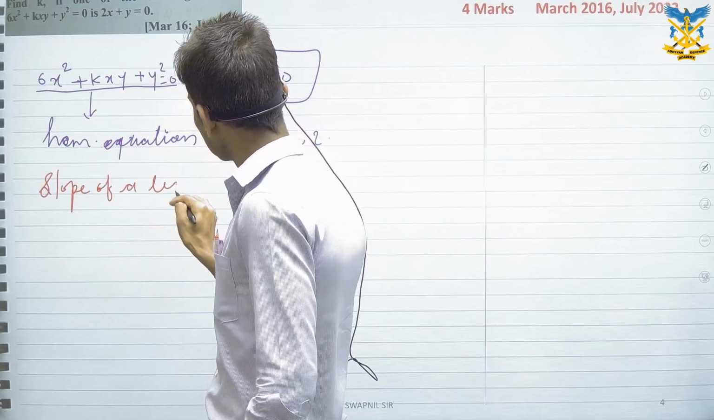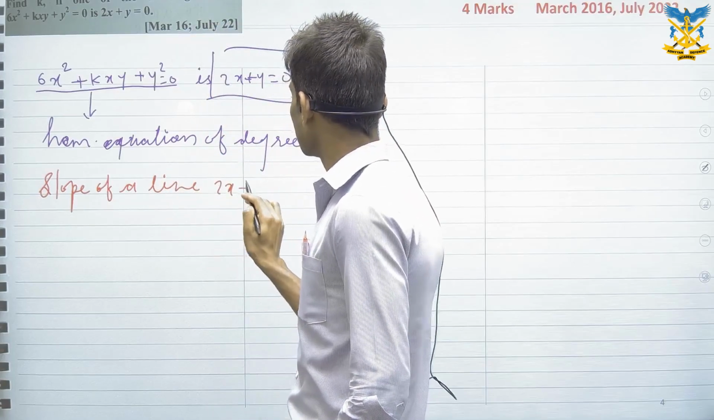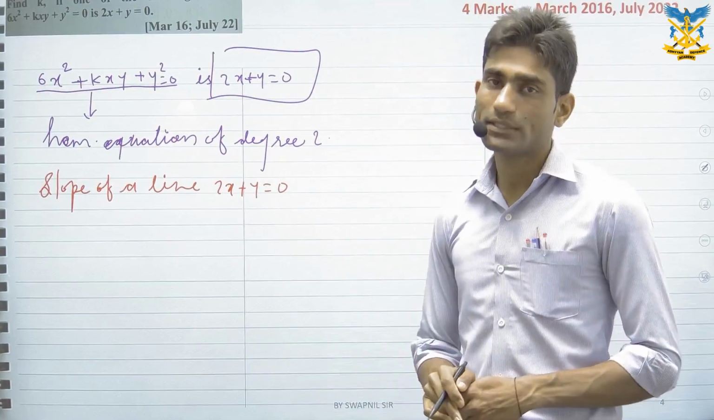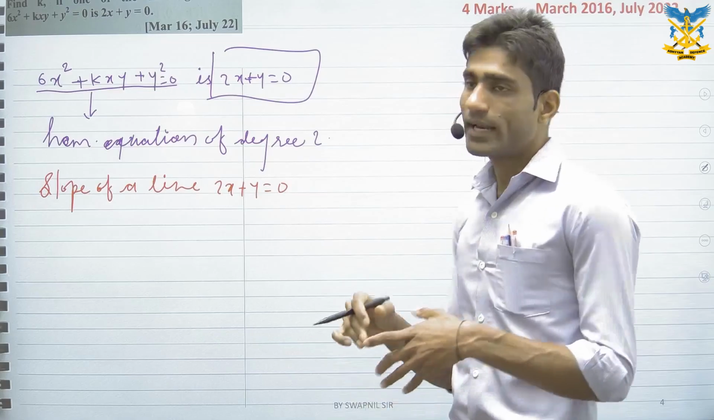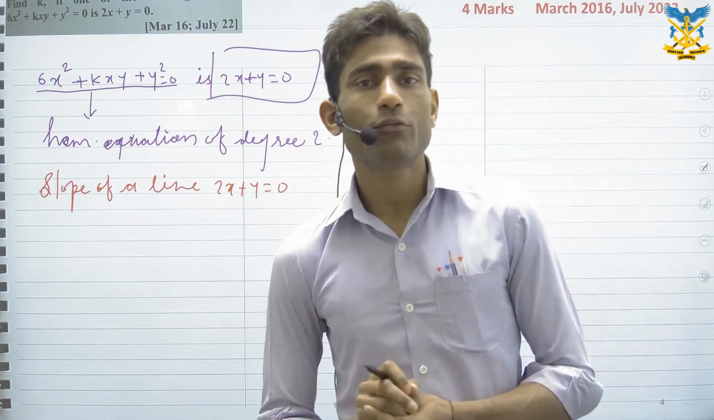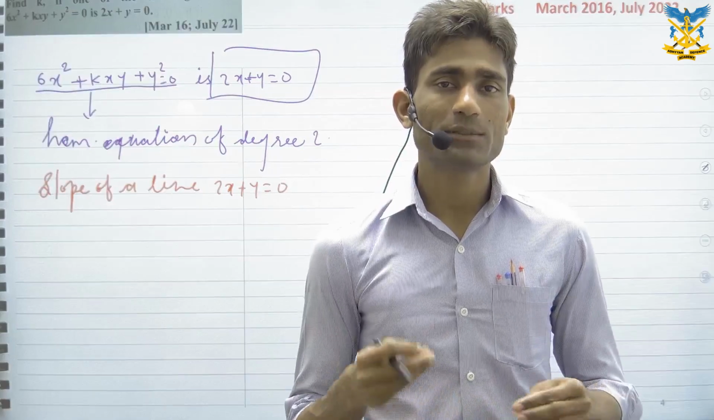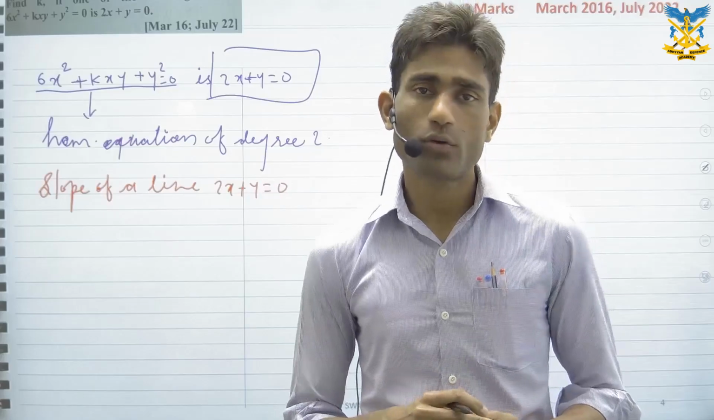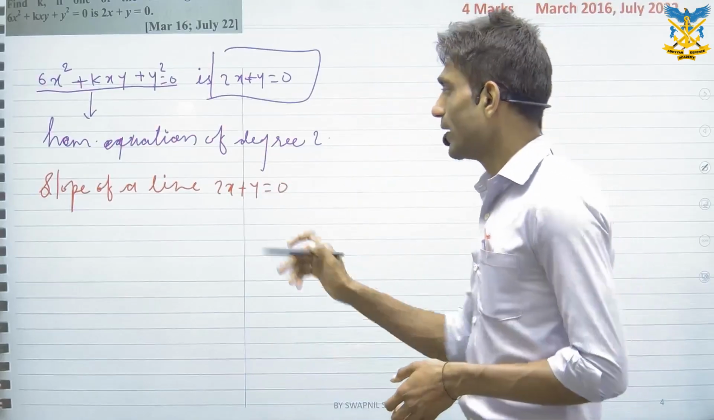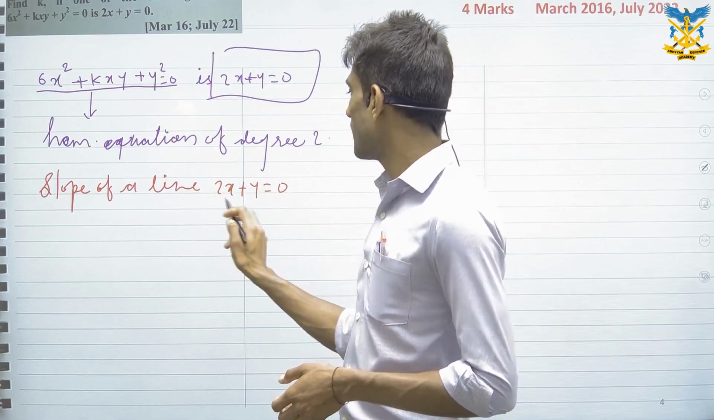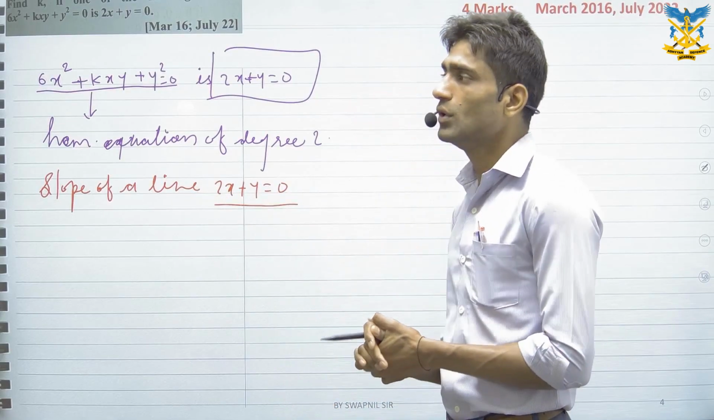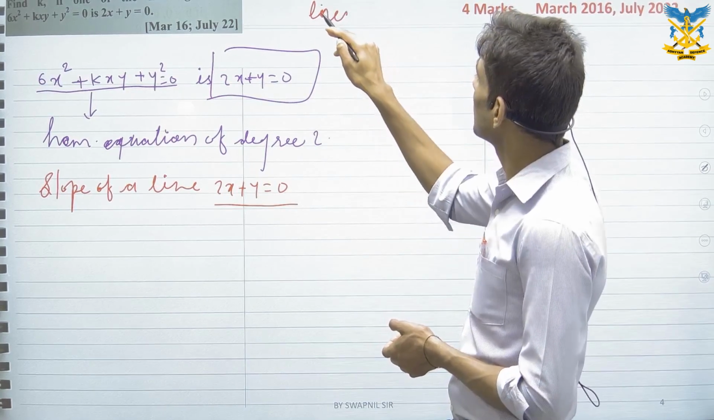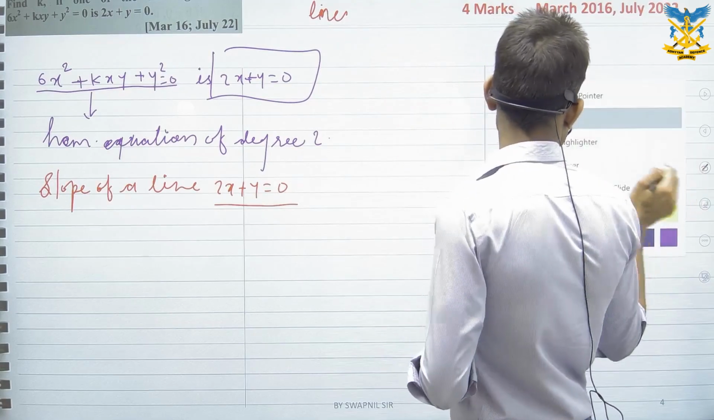Slope of the line 2x + y = 0. We want the slope of the line 2x + y = 0. There are multiple ways to find the slope of our line, but I will explain one or two or three standard ways, and you may choose any one that you find suitable. Now what we have here is the equation of a line, 2x + y = 0. When we have a line, let me rough it again.